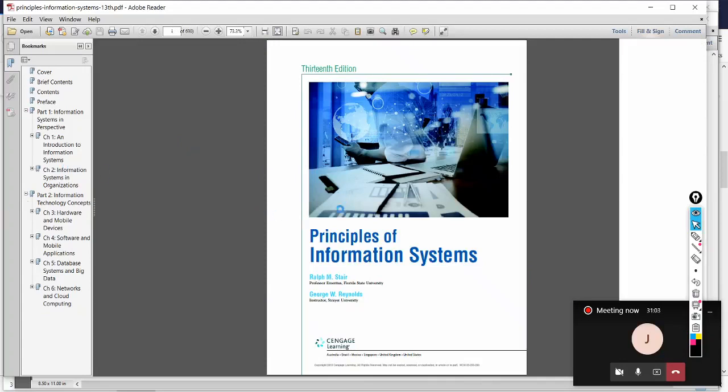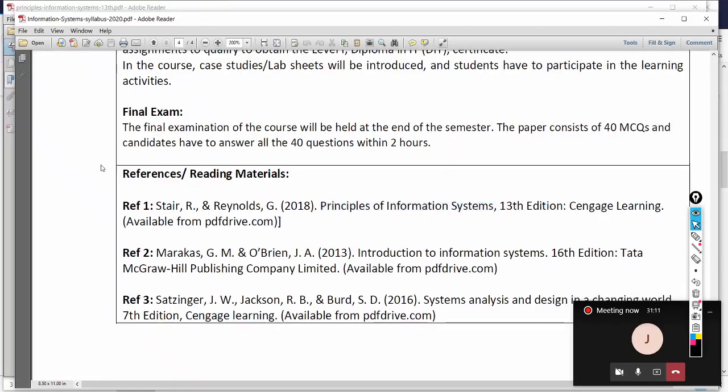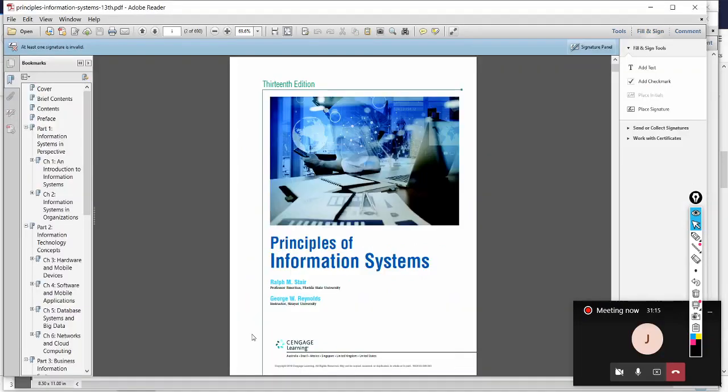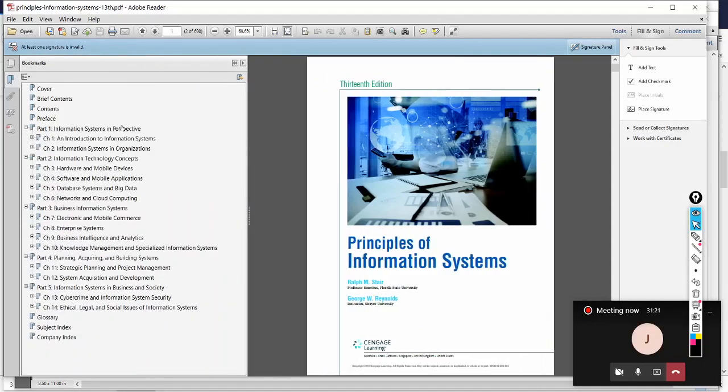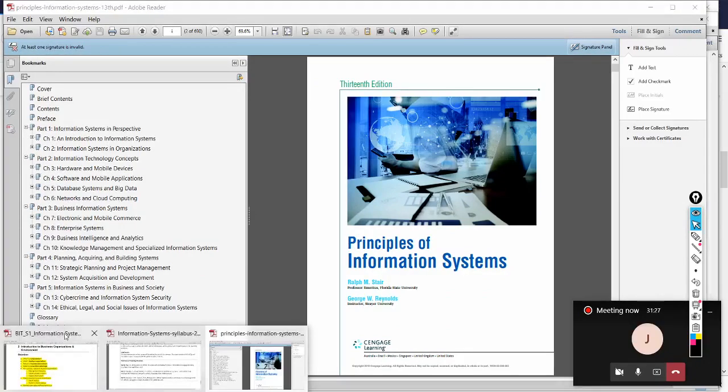Just give me 1 minute until this document is fully loaded. Right, so here you have the introduction to information systems. You can see this is pretty much the syllabus. This is the main reference book. Here you can see introduction to information systems perspective. That is what they have mentioned in your syllabus.